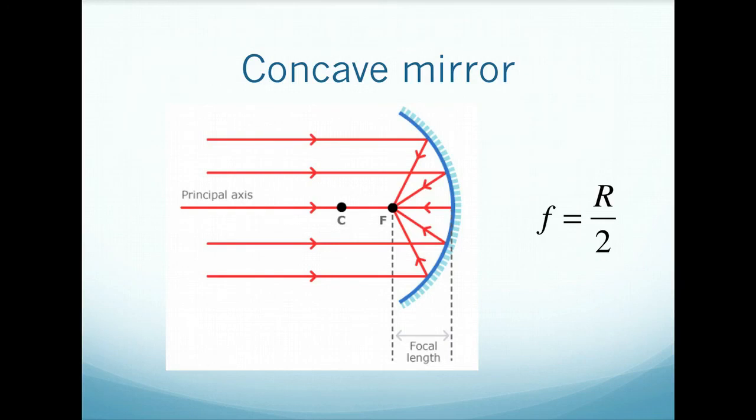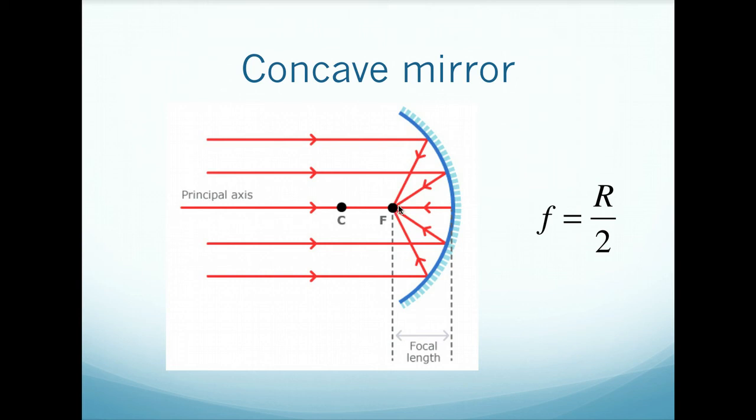Alright, so a concave mirror is the one that is curved in, and it has a focal point where all the parallel light rays, these guys that are parallel to the principal axis, focus together. So that's why it's called a focal point.